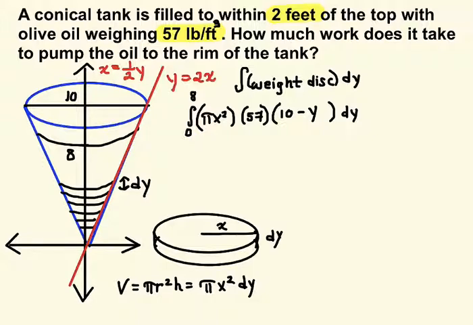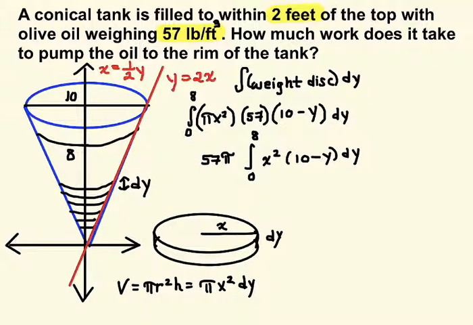Okay, so this is our equation that we are going to use to find the work that's done. And so I can pull out the 57 pi, right, because they're constants. I have a little problem here, and I'm going to fix it in a minute. Look what I have left. When I pull out the 57 pi, I have x squared times 10 minus y dy, and what you'll notice is my variable of integration is x. So I've got a bit of a problem right here.